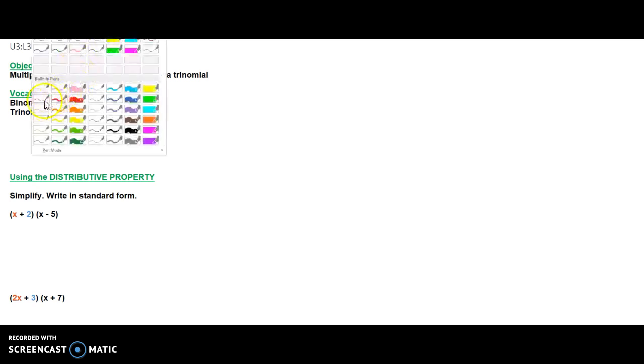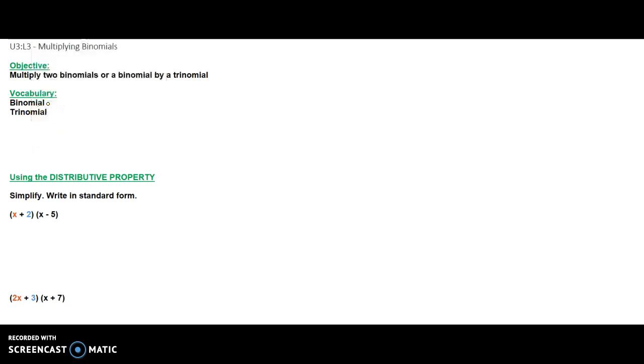So we are going to remember what a binomial is. By definition, a binomial is an expression with 2 terms. So something like 2x squared plus 3x, 2 terms. And remember that a trinomial is an expression with 3 terms. So something like 2x squared plus 3x minus 1, 3 terms separated by addition or subtraction signs.